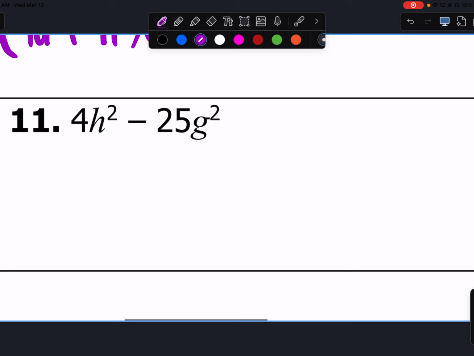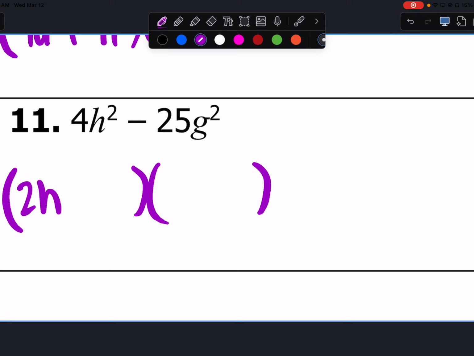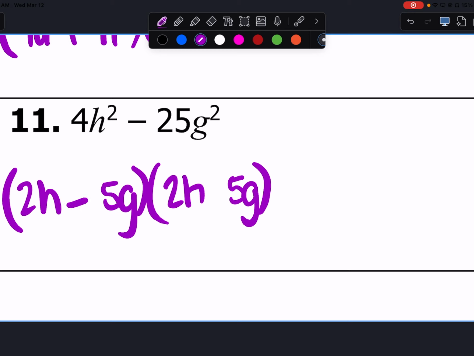Number 11. If it's positive in the middle, you cannot use this method because it is not a difference of squares. So this one, what squares to give you 4h squared? 2h. What squares to give you 25g squared? 5g. What signs do I need? Positive and negative. So that is our answer.